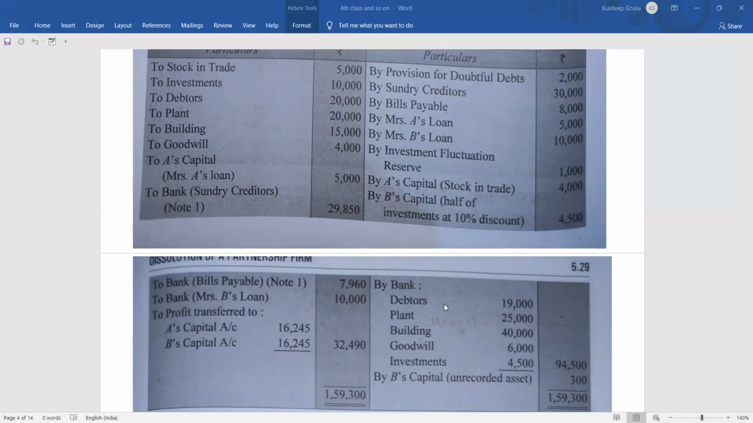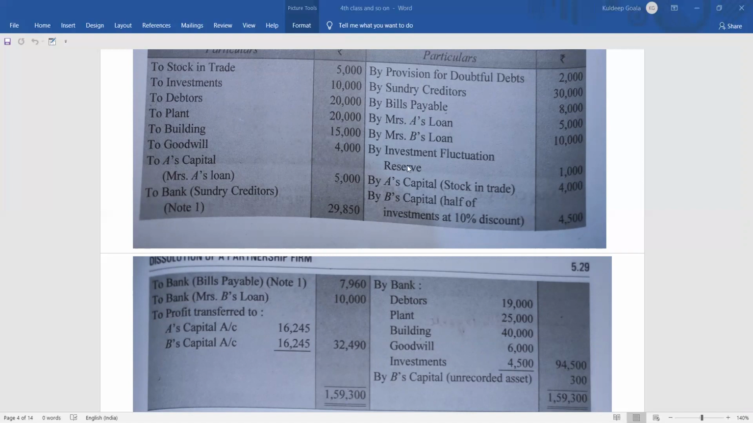Is there any liability which is yet to be paid? Let's see. Sundry creditors paid, bills payable paid, Mrs. A's loan paid by Mr. A. Mrs. B's loan, nobody asked about it, it is unpaid. So you have to pay it. How will you pay him? How can you pay him?